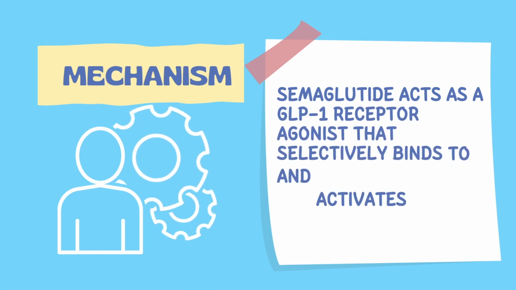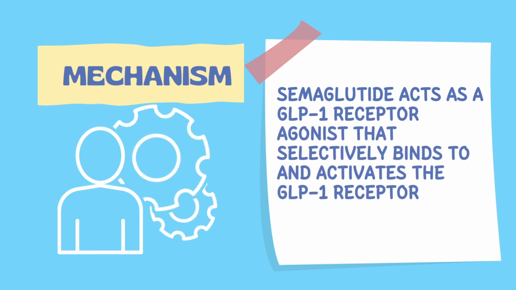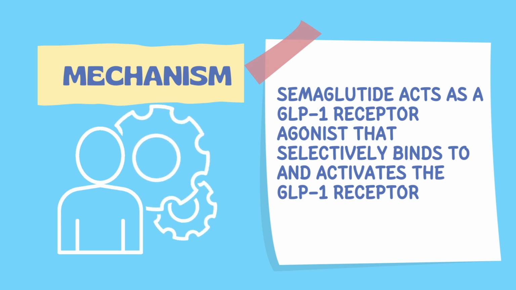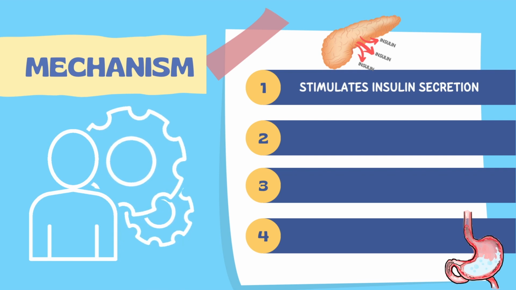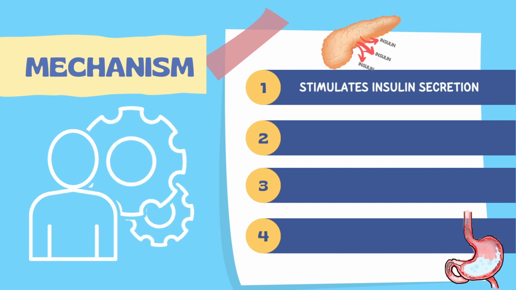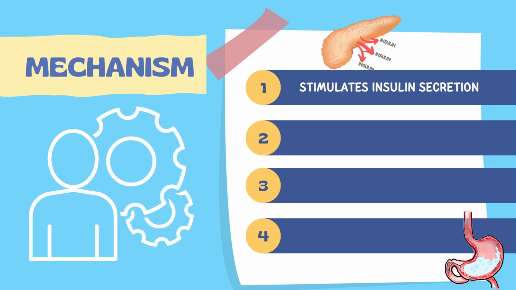Alright, so now that we know that semaglutide selectively binds to the GLP receptor, let's move on and take a look at the mechanism in a little bit more detail. First and foremost, the drug stimulates insulin secretion. This is important because when we eat food, our blood glucose levels rise, and the insulin that's secreted will help to bring down our blood glucose levels.